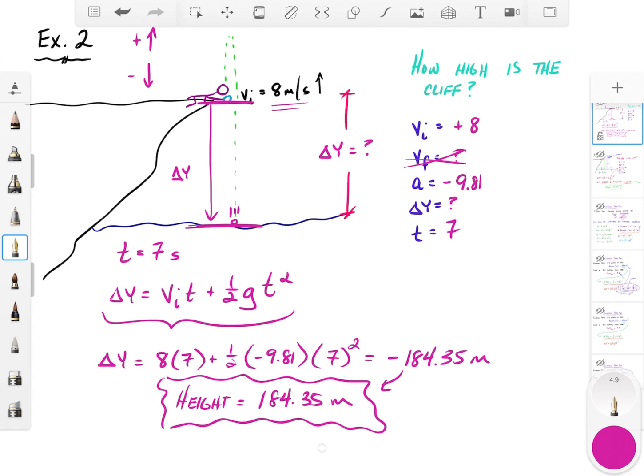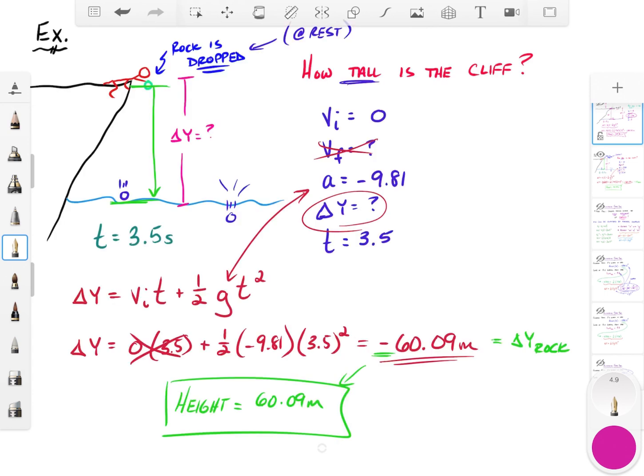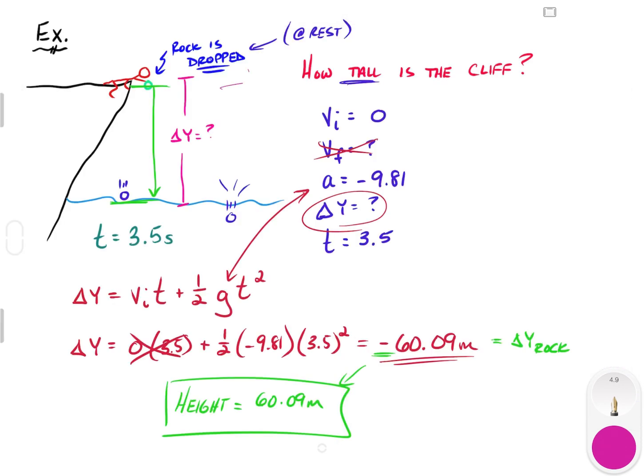All right, so just understand you can use kinematic equations much in the same way we have been. You just must be very careful. The acceleration, unless you're on another planet, will be negative 9.81. And just recognize that anytime a rock is dropped, you can assume that your initial velocity is 0. All right, good luck with that challenge problem.